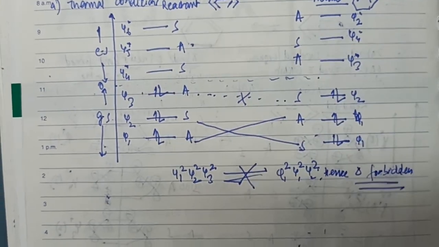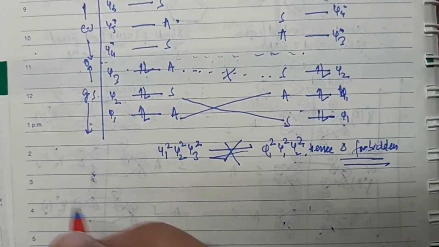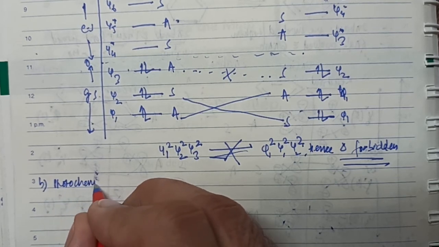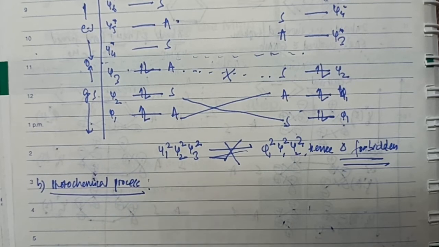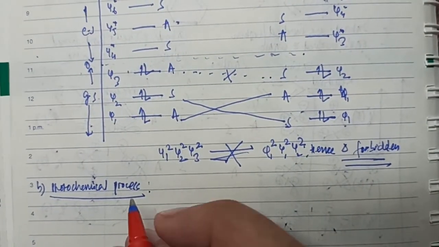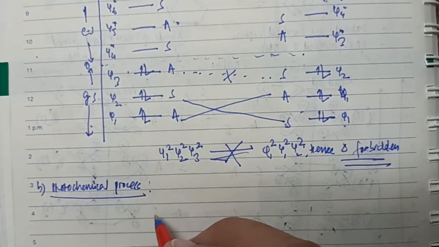And while considering the photochemical process, that is the B part. Remember, while considering the photochemical process, all we need to do is check the process up to the first excited state. Similarly, we'll draw the orbital correlation diagram.